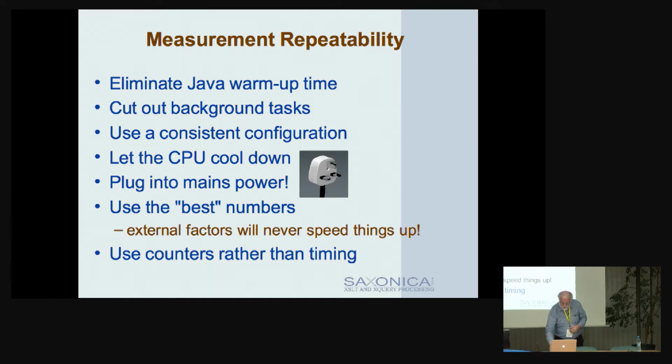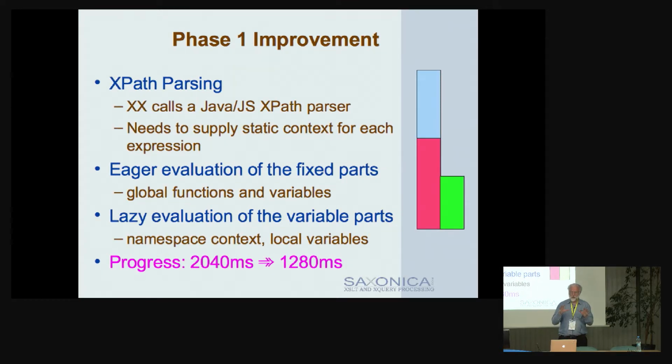So what we did in phase one was about getting rid of that hotspot on XPath parsing. We found most of that cost was about establishing the static context for XPath evaluation. We used two techniques to get rid of that cost. The first was eager evaluation, because parts of the static context are the same for every XPath expression in the whole style sheet. They use the same global variables, they use the same global functions. You compute that once. And so we made changes to only compute that part once and use it repeatedly.